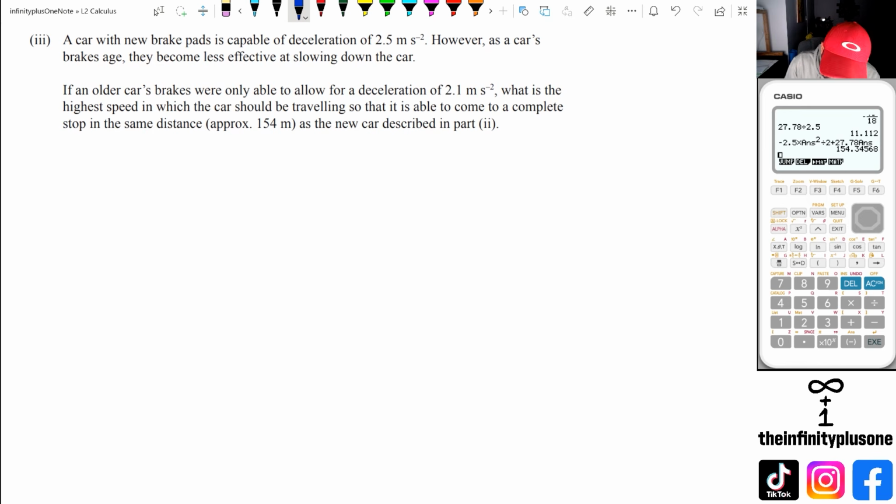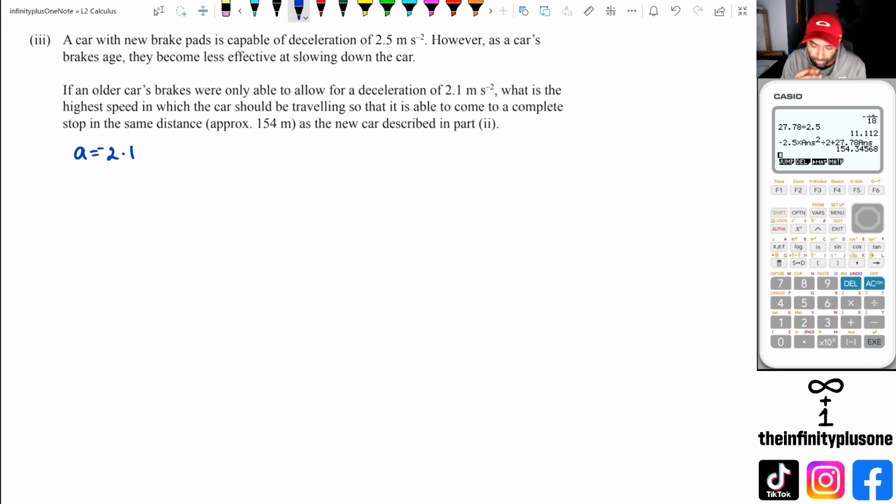So first things first, we know that acceleration is equal to 2.1. Of course, it's minus 2.1. So we're going to integrate this to get the velocity now, because what we're trying to figure out is what the maximum speed needed to be so that it actually stops at 154 meters, around the same distance, right? But it's got a different acceleration starting point.